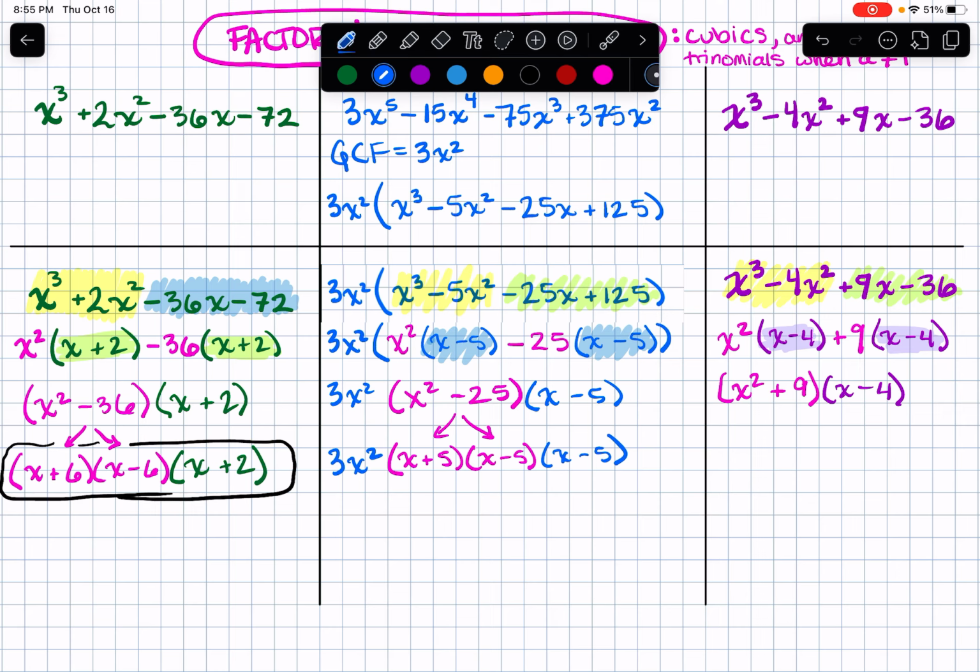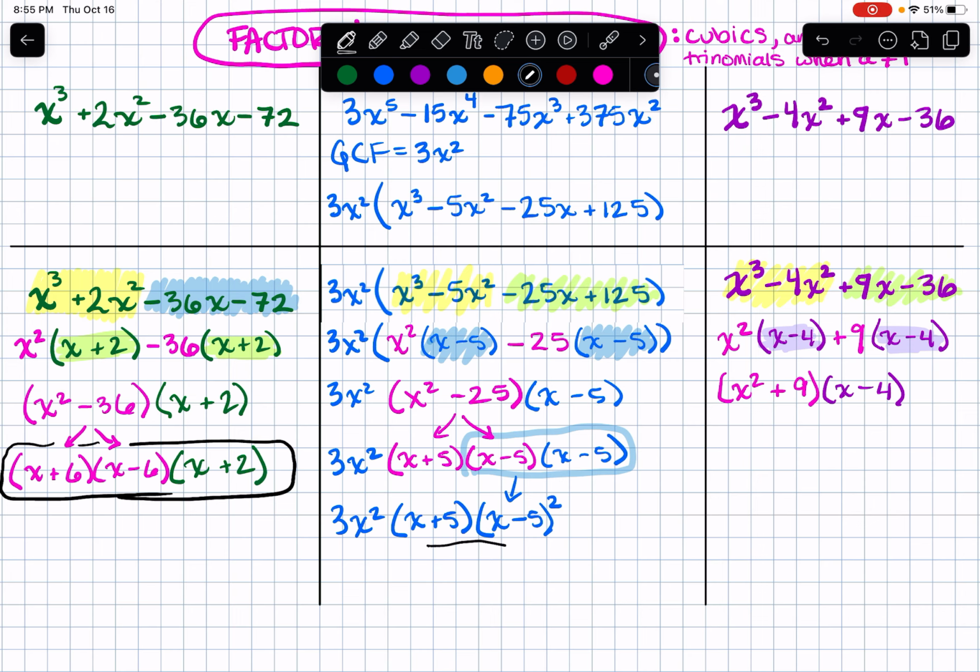So now, if I'm thinking about multiplicity and bounces and crosses, I can rewrite this final answer as 3x squared, x plus 5, then x minus 5 squared. It's x minus 5 squared because I have two x minus 5 factors multiplied together. So I have a multiplicity of 2 at that factor. That means I'm going to have a bounce at the 0 that's associated with that factor.